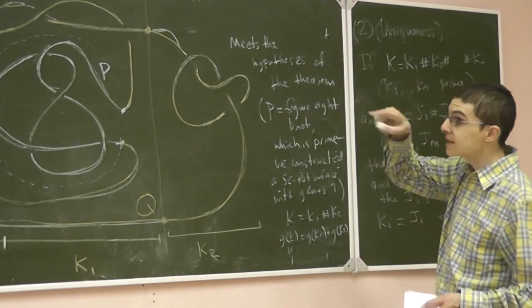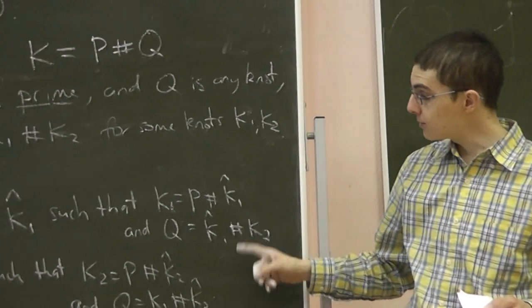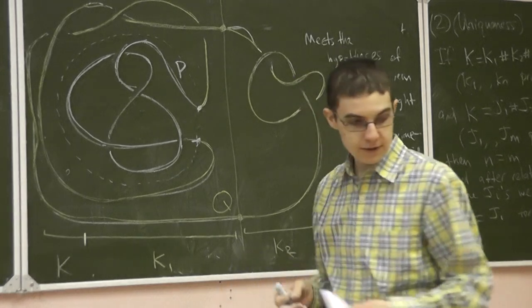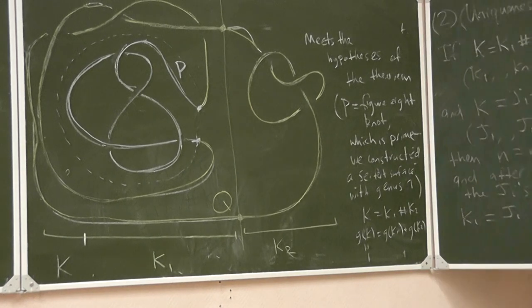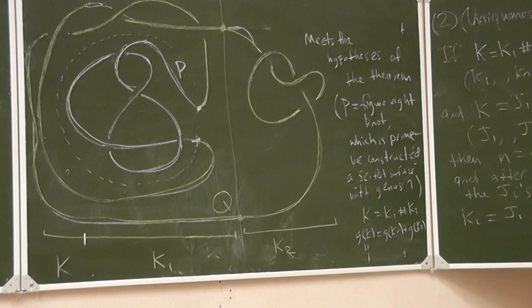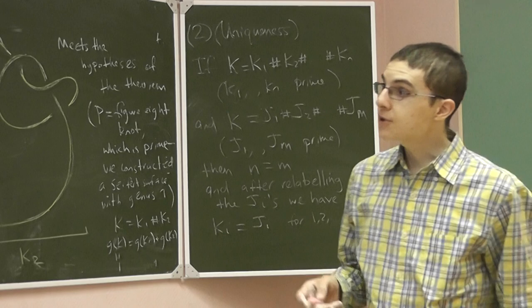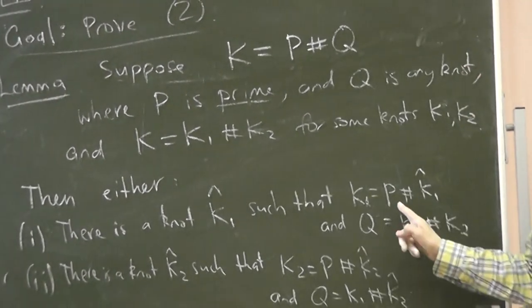Okay, so this example satisfies the theorem, so let's see the result. We should have one of these situations. So here's the idea. Maybe if I use colors, it's just a matter of duplicating the picture. Okay, so let me draw K1, K2, K1. I'm going to draw a K1 hat, so that K1 is the decomposition of P in this K1.